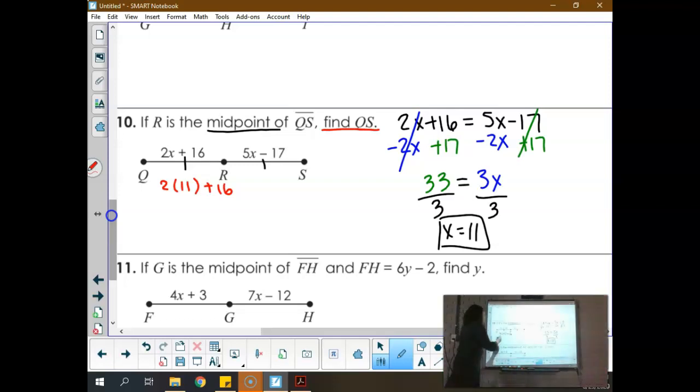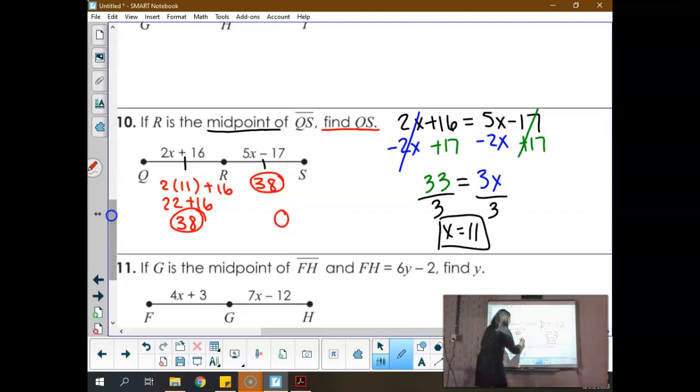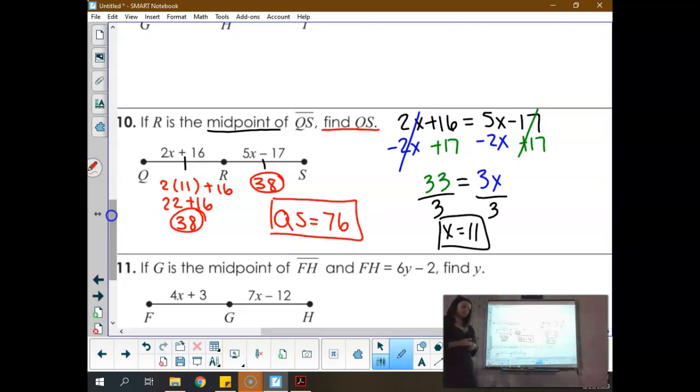So 2 times 11 is 22. 22 plus 16 is 38. If this side is 38, then this side over here also needs to be 38, correct? So to find QS, it's going to be these two added together. So it'll be 76. Watch that as well.